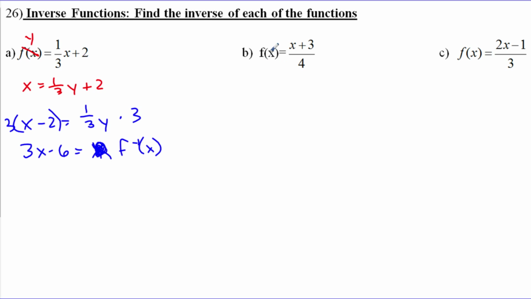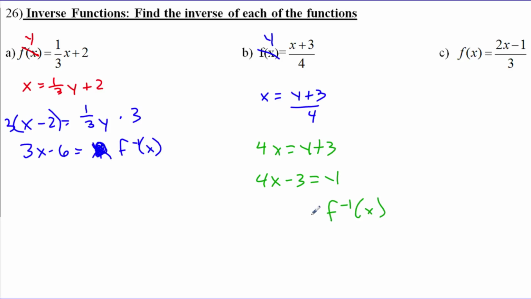We'll do one more. So instead of this, I'm going to write y, and I'm going to switch x and y, and it's going to say x equals y plus 3 over 4, and I need to get y alone. So I'm going to multiply 4 on both sides, and it's going to say 4x equals y plus 3. Subtract the 3 on both sides, and I'm going to get 4x minus 3 is equal to y, which again we can write as f inverse of x. Instead of writing the y, I can say the inverse of f is 4x minus 3. So the last one's going to work out very similar to this one, so we won't go through that.